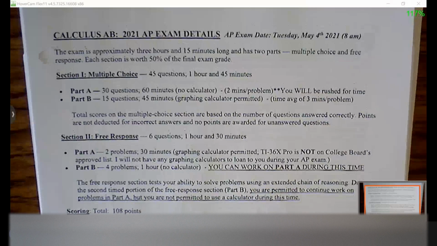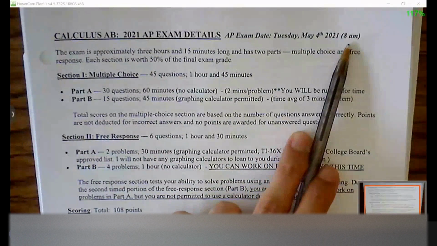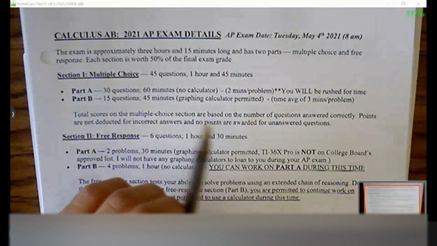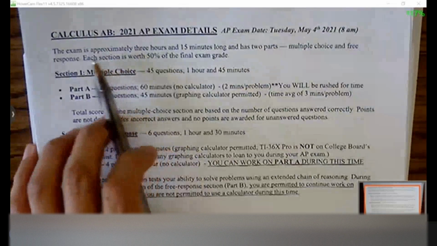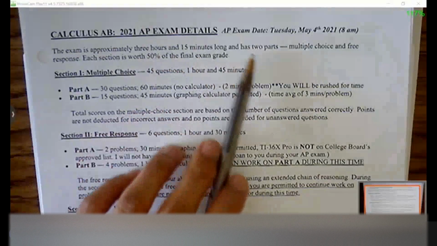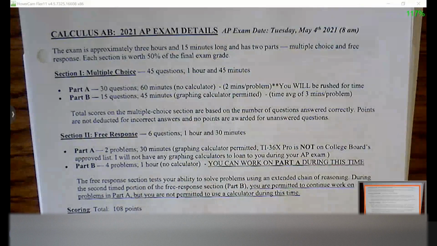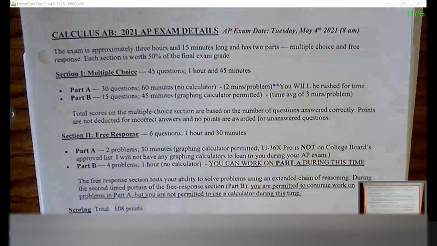Let me know if you guys have any questions as I go through the exam details. First, your exam is this upcoming Tuesday, May 4th, at 8 a.m. For many of you, this will probably be the first AP exam that you take this AP period. The exam is approximately 3 hours and 15 minutes long. There are two parts, multiple choice and free response. Each section is worth 50% of the final exam grade.